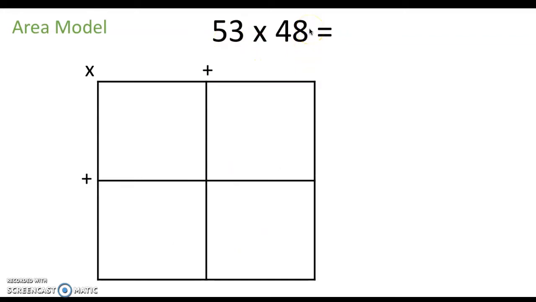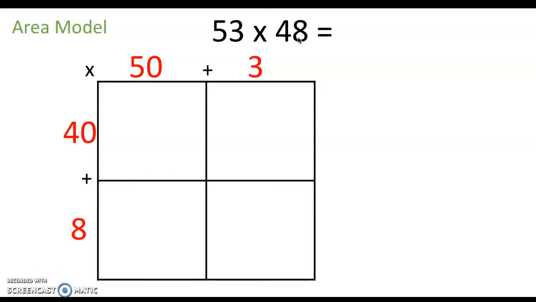First thing, we need to take our 53 and put it into expanded form. The 5 is worth 50 and the 3 is worth 3. Make sure you put those on top of each box right there. Then we're going to put our 48 going down the side. 40 plus 8 equals 48.